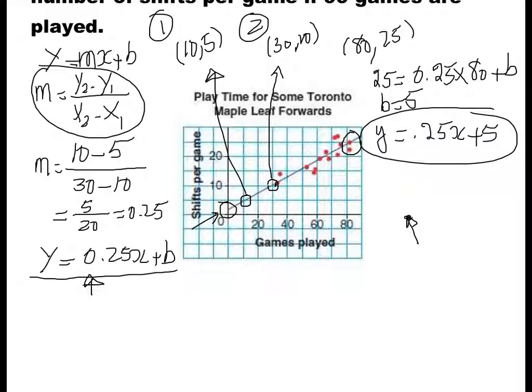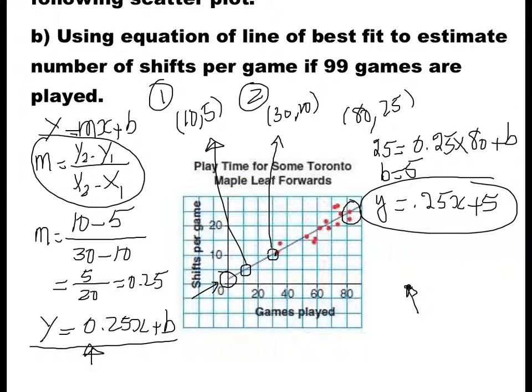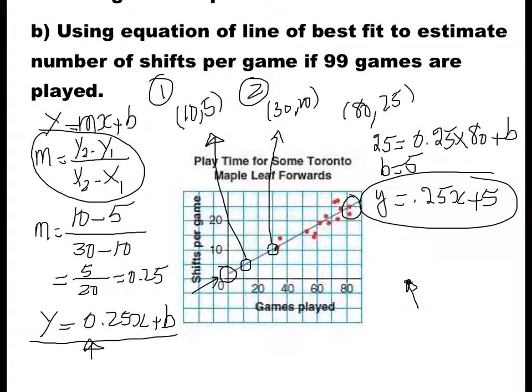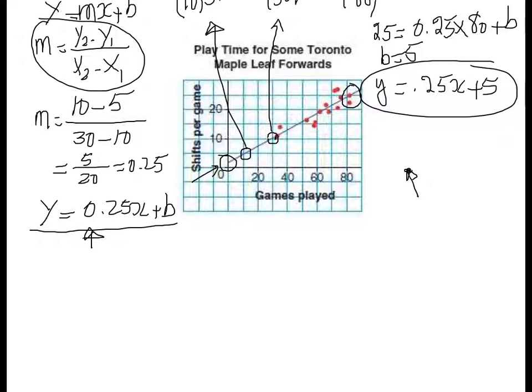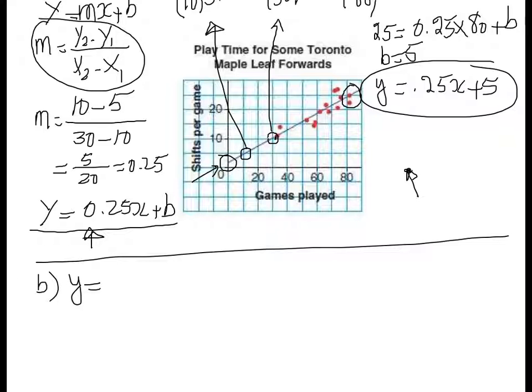Now, if we go back to part B, it says if we play 99 games, what is the number of shifts per game? This means that x is 99. So I'm going to replace x with 99 and evaluate y. So y becomes 0.25 times 99 plus 5, which is equal to about 30. This means that if you play 99 games, there are almost 30 shifts per game.